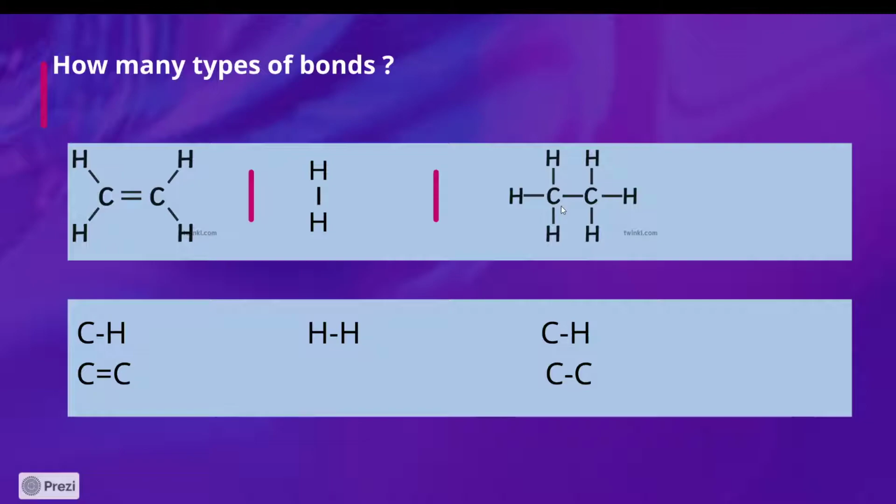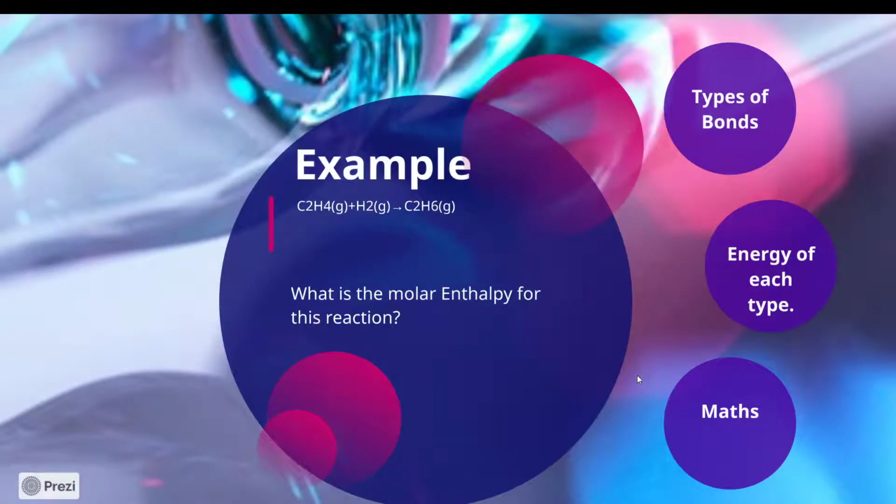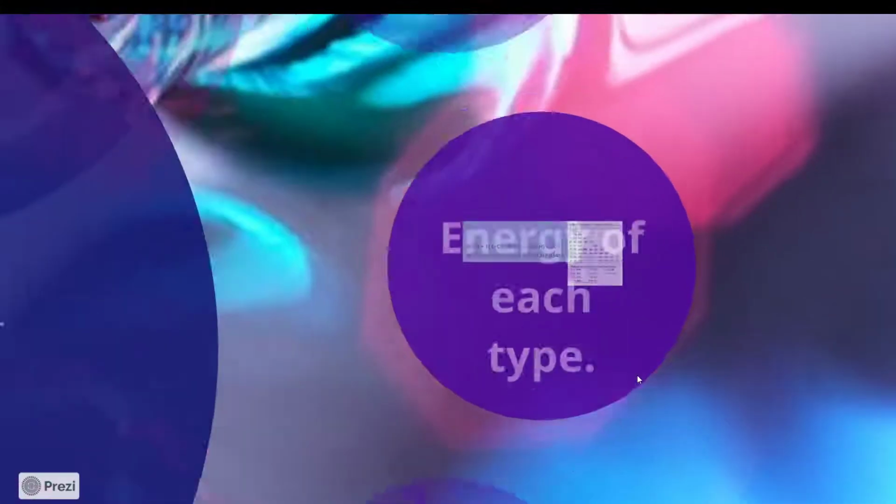Okay? Then we're going to go ahead and add up how many types of each bond there are. So here we have a total of 4 carbon-hydrogen bonds, 1 carbon-carbon double bond, 1 hydrogen-hydrogen bond, 6 carbon-hydrogen bonds over here, and 1 carbon-carbon bond here. All right, so that's how we calculate how many types of bonds and how many of each one.